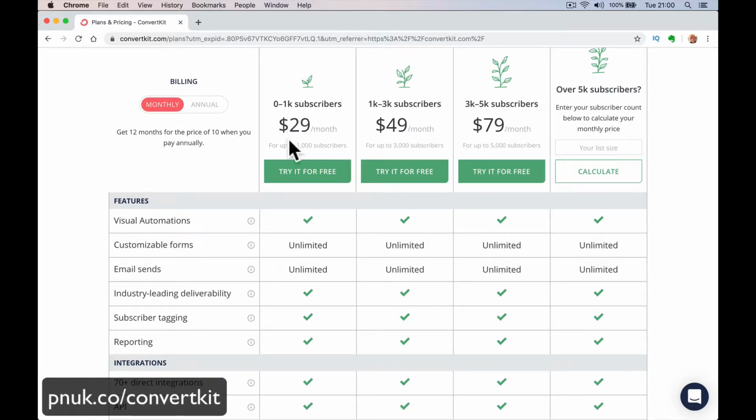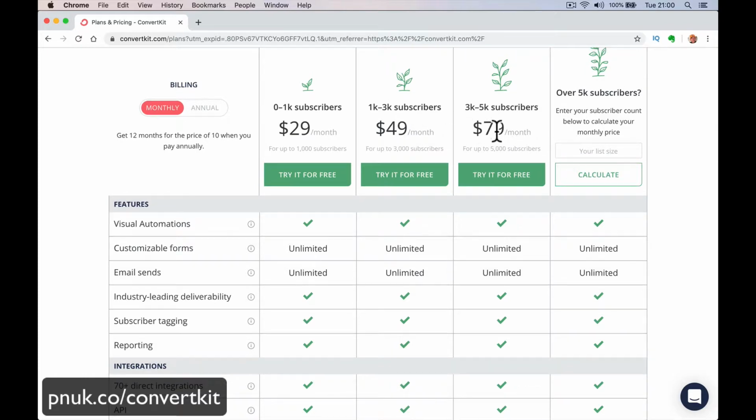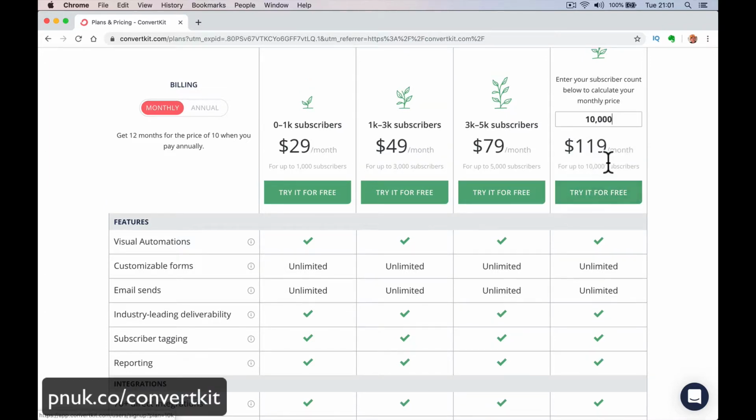So the first 1,000 is $29, 1,000 to 3,000 is going to be $49, 3 to 5 is $79, and then onwards you can type in here. If you've got 10,000 people on your list, it's going to cost you $119 a month. But if you've got a list of 10,000 active subscribers, then $119 a month's not a lot. If you've got a spam list of 10,000 people who don't want to hear from you, then you're probably better off deleting your list anyway and starting afresh.